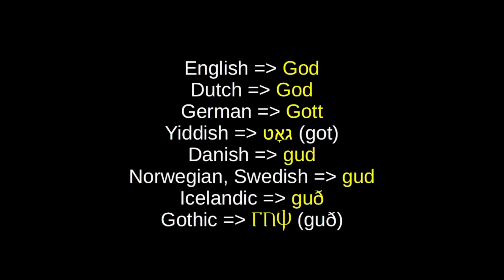And here I have listed various translations of the word God into other languages. For example, in Dutch people say God, because in Dutch people use this kind of throaty G. In German we say Gott, as you already learned. In Yiddish, which is very similar to German, people say Gott. In Danish people say Gul.